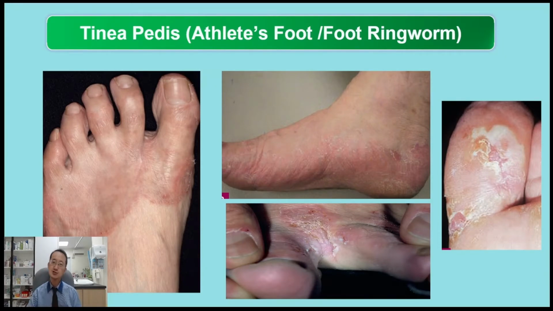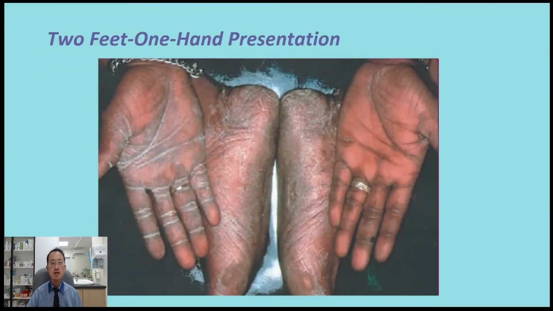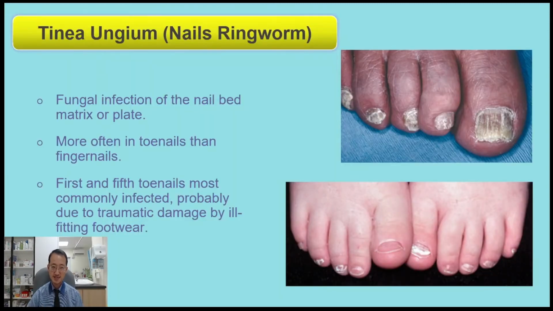And the treatment can be quite easy. We just need to keep the foot dry, use topical creams, or sometimes give oral medication, which I will explain later. I'm going to share one presentation known as two feet one hand, or one foot two hands. It is usually an odd number. This is very classical for tinea infection, whereby you can see just one hand affected along with both feet affected.